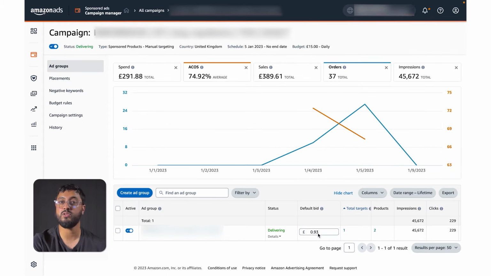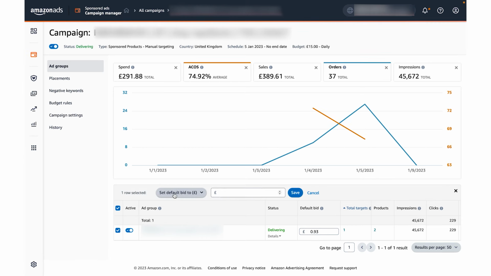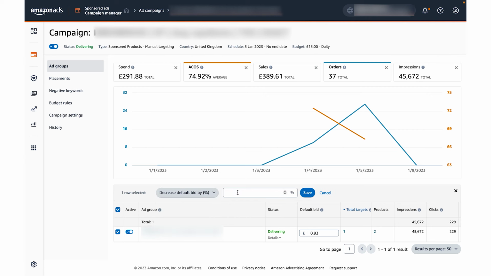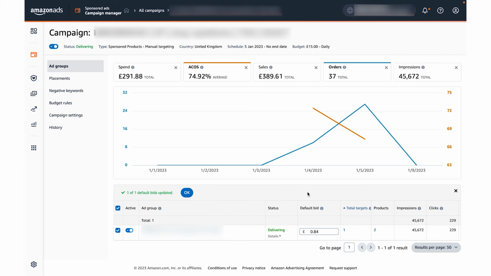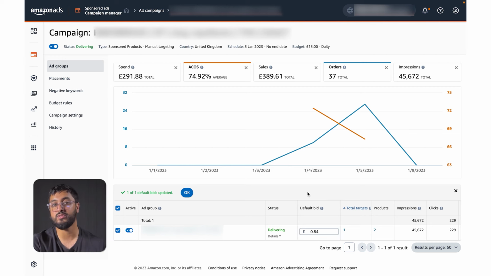What I'm going to do is slowly reduce my bid so that if orders do happen, it's going to cost less money, and maybe I can find a sweet spot that I'm comfortable with. So now, rather than paying 0.93 a click, I'm paying 0.84. And every 7 to 10 days, you can check your data and see how it's performing and what changes you can make. So what will this do?